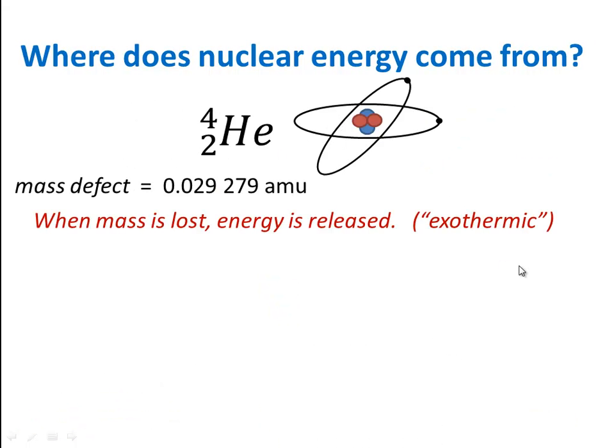Now, what you should also know about the mass defect is that in any sort of physical process, or I should say nuclear process, when mass is lost, energy is released, and that's an exothermic process. The mass and the energy that are involved here can be related to each other through Einstein's most famous equation, E equals mc squared. And I know you've seen that many times before, but maybe you haven't actually used it. But we're going to use this to actually do some calculations.